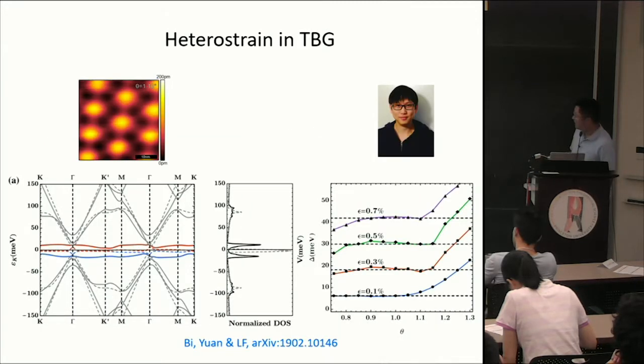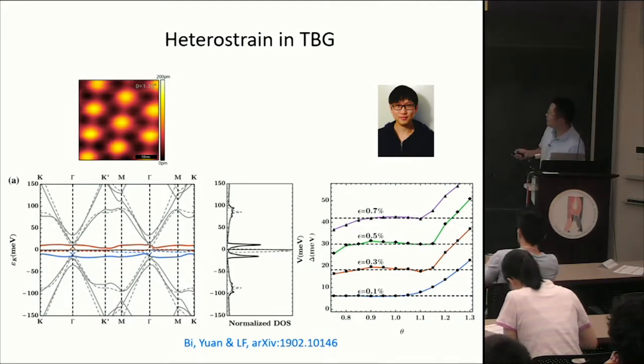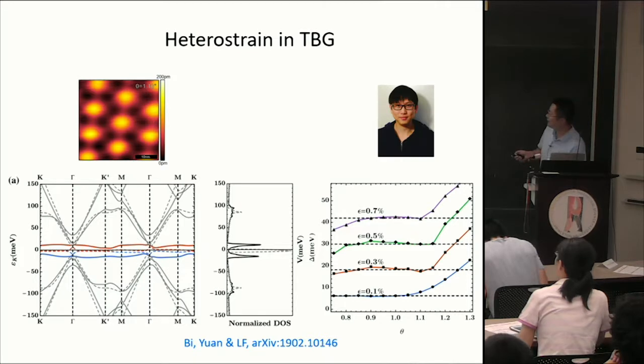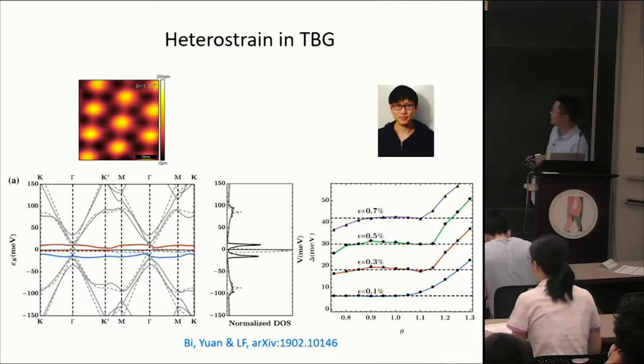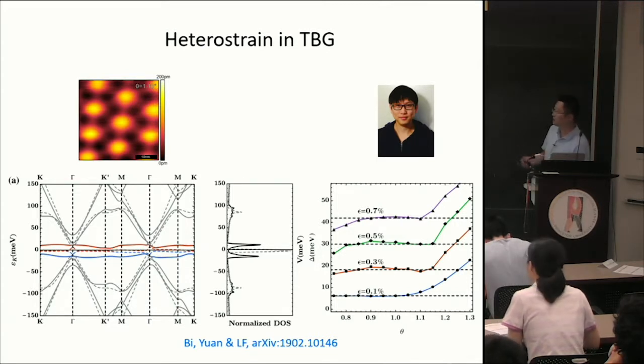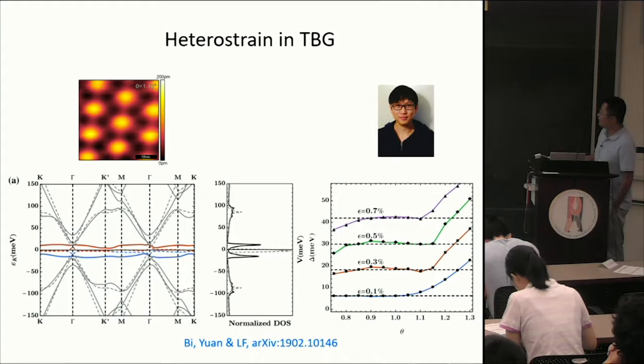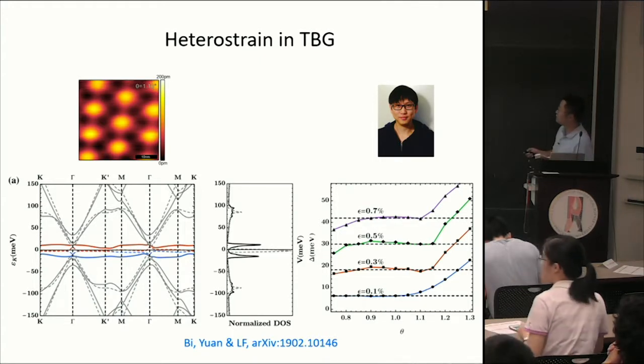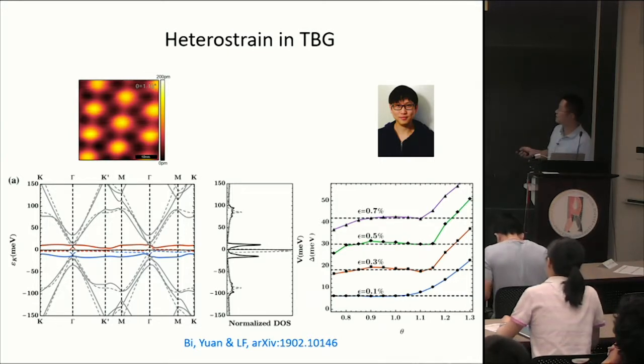One thing that we played around with a little bit, and this is really work by Bi Zhen, a Pappalardo fellow at MIT. We noted from STM measurements in various groups that the Moiré superlattice does not exactly have the triangular symmetry. Instead, it's a distorted triangular lattice. These bright spots are the AA stacking regions, and this amount of distortion has been quantified in an experiment, for example, from the Columbia group. The authors attribute this distortion to the presence of strain that is slightly different on the two layers of the graphene sheets. This is known as heterostrain.